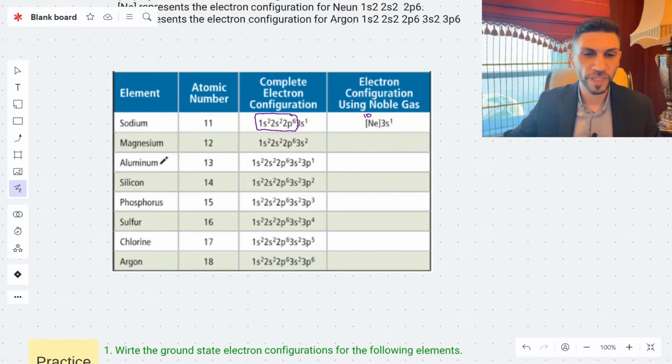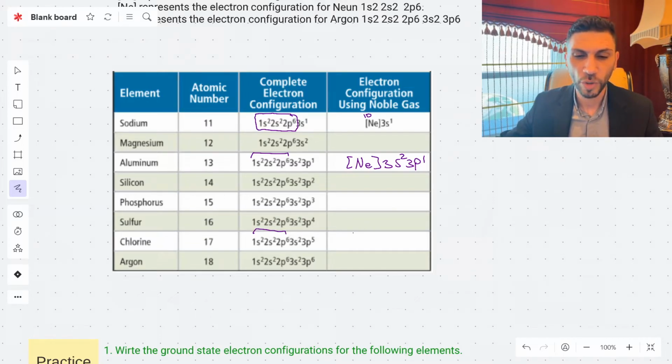Let's do it, for example, for the aluminum, which has 13 electrons. So 1s2, 2s2, 2p6, 3s2, 3p1. Here I have the neon, so I'm going to write neon and then 3s2, 3p1. As simple as this. For the chlorine, we have 1s2, 2s2, 2p6, 3s2, 3p5. That is the neon again. So I'm going to write neon, and what is left is the 3s2 and 3p5.